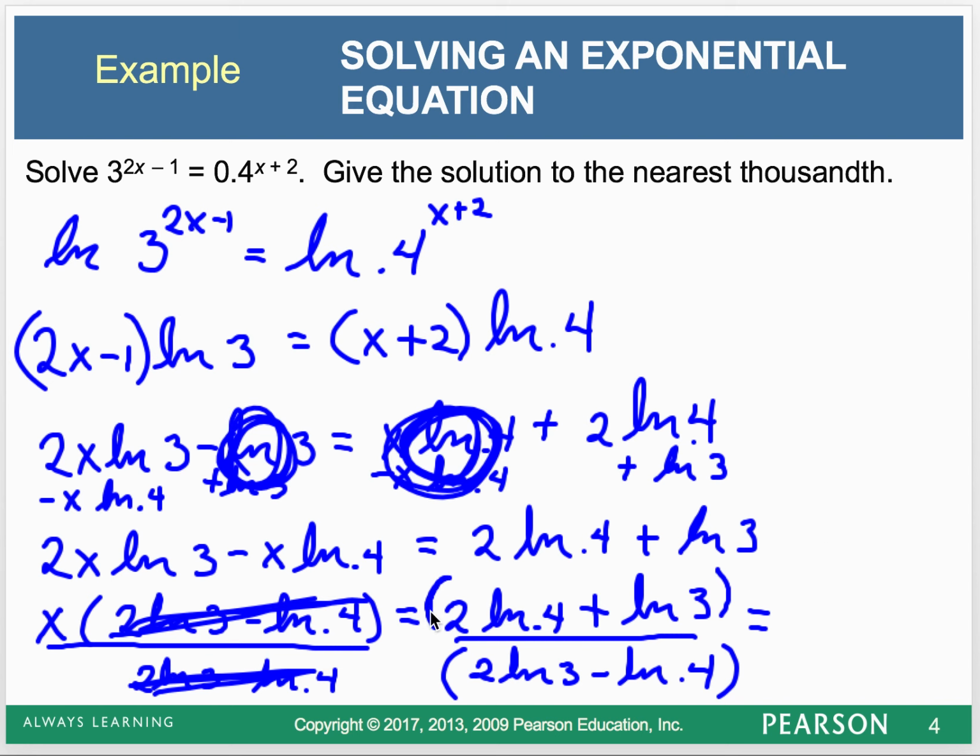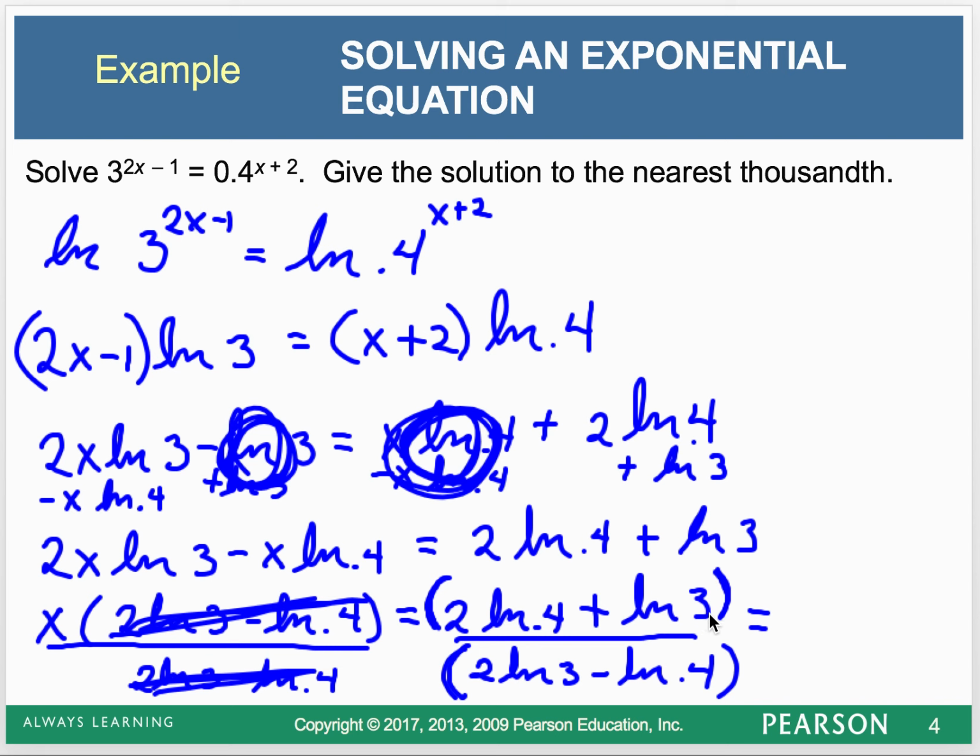Remember, I need these parentheses around my numerator and denominator. Don't forget, when it opens a parenthesis here, you got to close each one of those also. So let's see if you plug that in your calculator: 2 natural log of 0.4 plus natural log of 3. Don't forget to close both of those parentheses. Close the 3 parenthesis and that parenthesis. Divided by, open a new parenthesis, 2 natural log of 3. And be sure you close the parentheses. Minus natural log of 0.4.